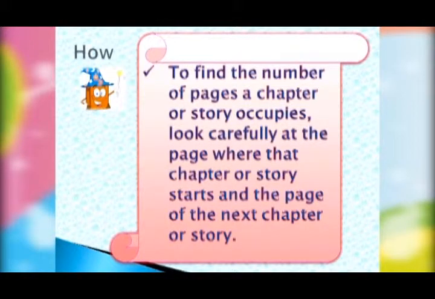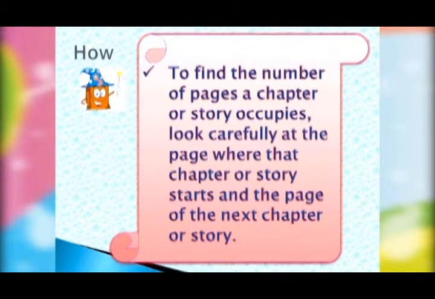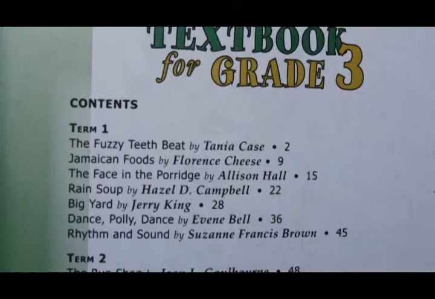To find the number of pages a chapter or story occupies, look carefully at the page where the chapter or story starts and the page of the next chapter or story. Remember, the story that we are looking at is Rain Soup. The story Rain Soup starts at page number 22. The next story, Big Yard, starts at page 28.